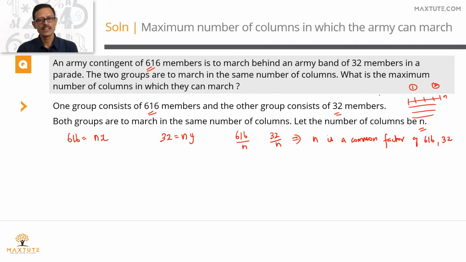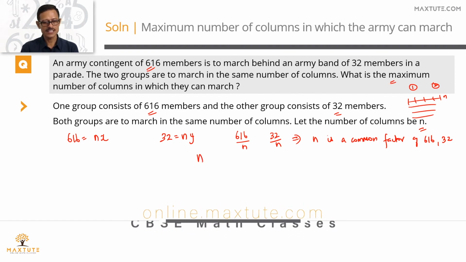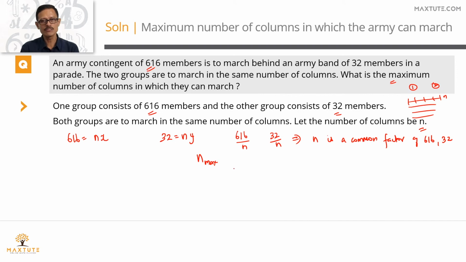What do we have to find out? We have to find out the maximum value that n can take. n is the common factor of 616 and 32. We'll have to find out the maximum value that n can take, which means that what we're actually finding out is the highest common factor of 616 and 32. HCF, let's find out using the prime factorization method.